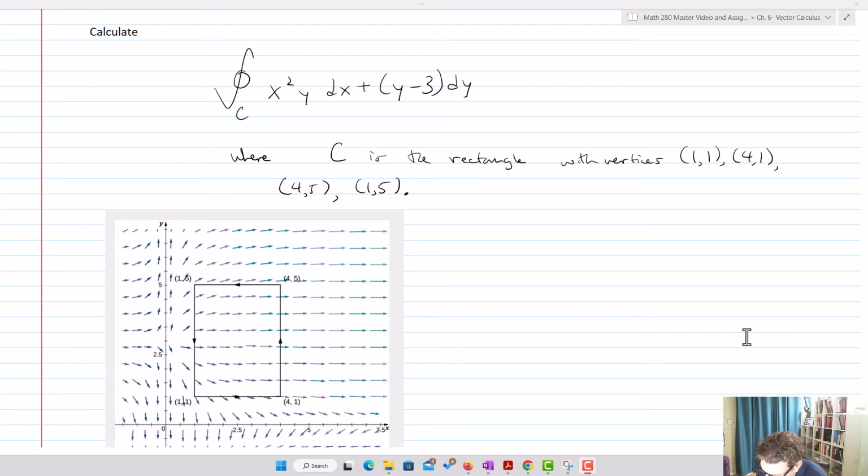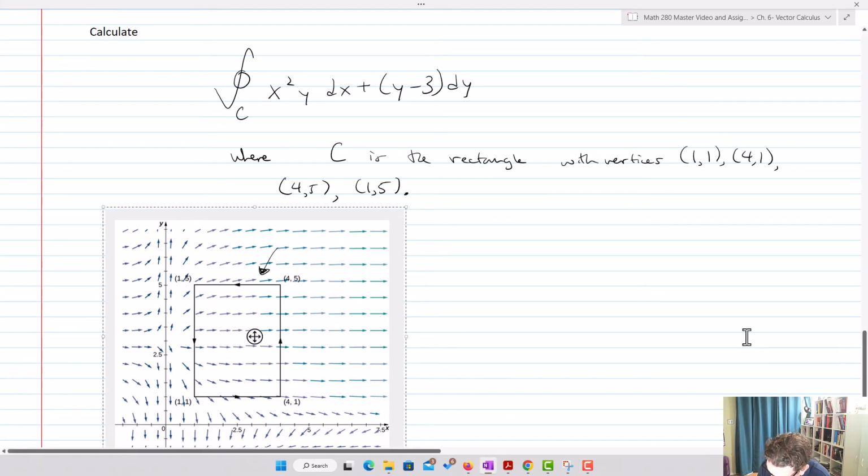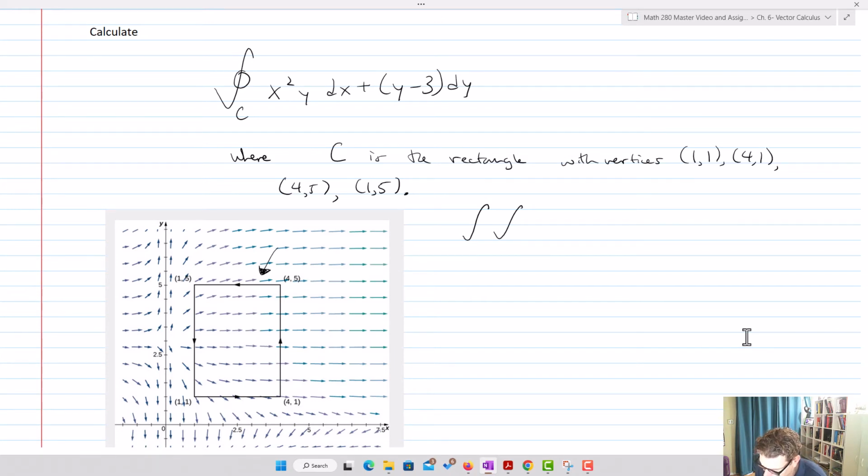If we figure out what our integral is for this region, we're going to get bounds where y goes from 1 to 5, and x goes from 1 to 4. So there are the bounds for our integral, and that gives me the entirety of the integral for this rectangle, which is simple to work with. Now, by Green's theorem, this is going to be the double integral over the region D of qx minus py.